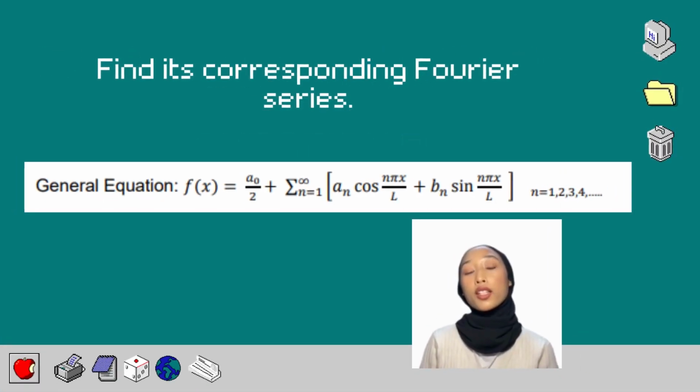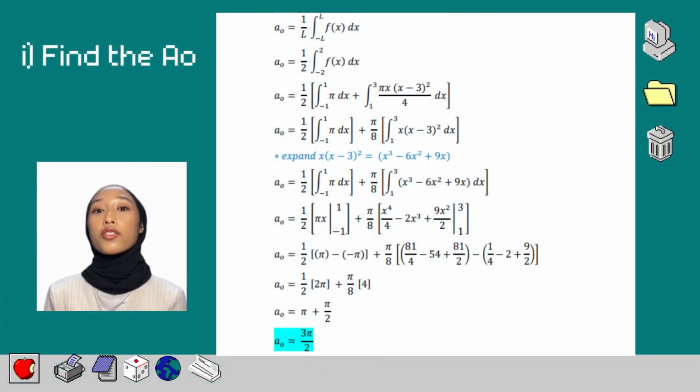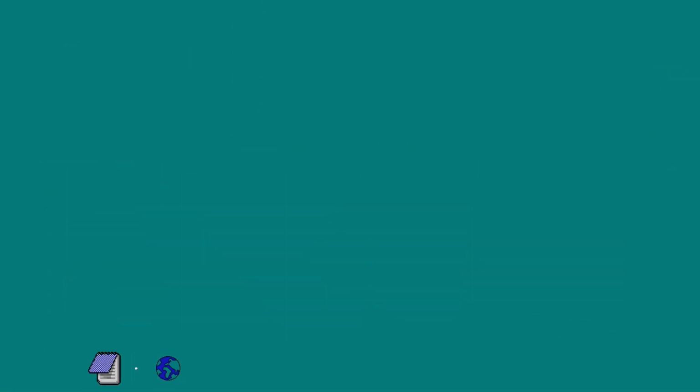Question B asks to find its corresponding Fourier series. Hence, we will be using the general equation to find its corresponding Fourier series. To start off, we have to find the A node. As shown in the figure, we solve the A node by using the full range formula 1 over L integrate -L to L f(x) dx, and the L value that we have found before is 2. The equation of f(x) was given as well, so we just substitute those values into the formula. Hence, we got the value of A node is 3 pi over 2.